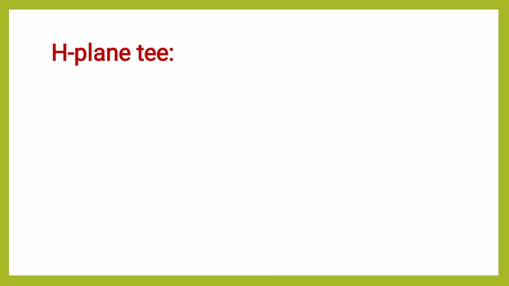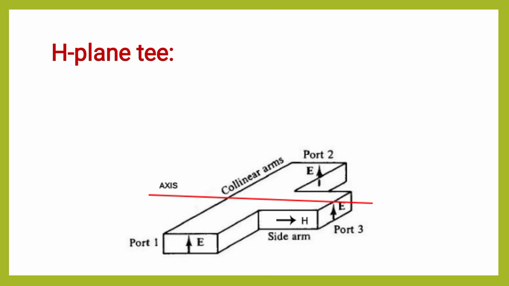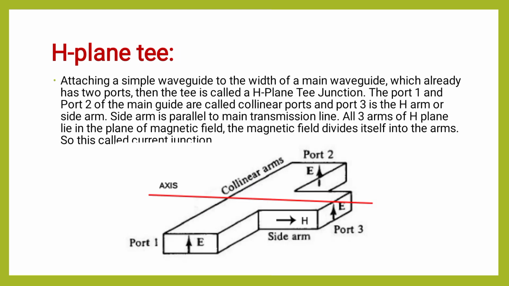Now let's see the definition of H-plane T. Here observe, attaching a simple waveguide to the width of a main waveguide which already has two ports, then the T is called H-plane T. H-plane T is nothing but attaching a simple waveguide to the width. Width is nothing but the narrow dimension of the main waveguide which already has two ports, then the T is called H-plane T. Okay.